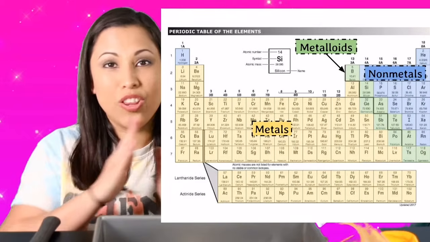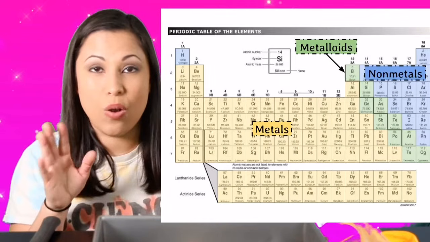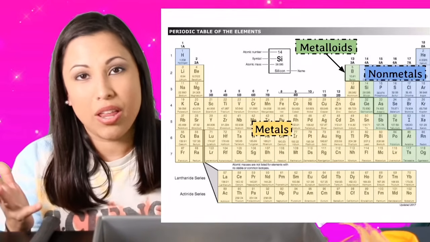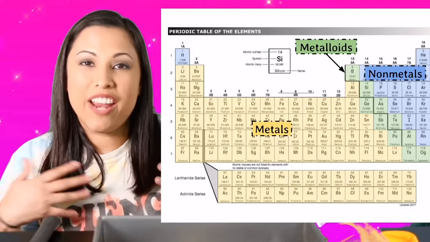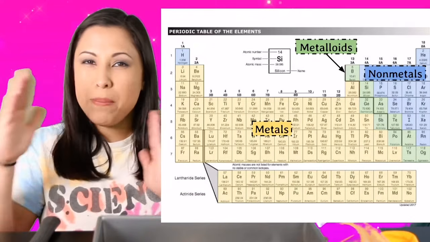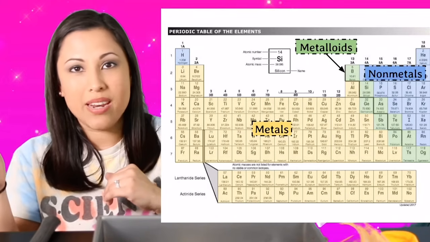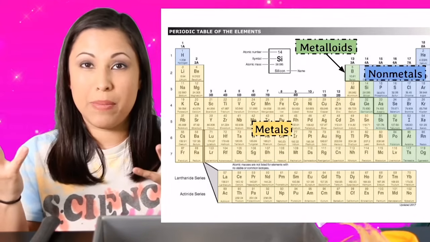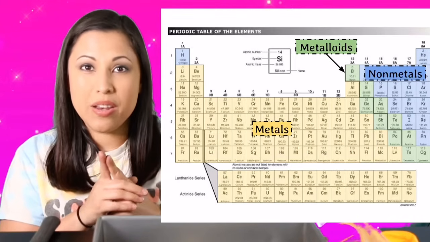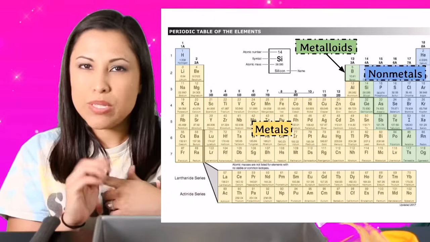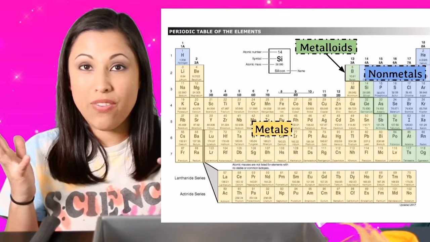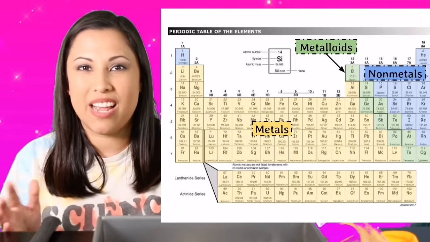So then if we look in the middle, the zigzag or the staircase, as I like to call it, you'll find your metalloids. Remember, they are in between because they act similar to metals and nonmetals, depending on the element. As we saw with silicon, it was shiny, but it was brittle, and most of all, they are semiconductors.